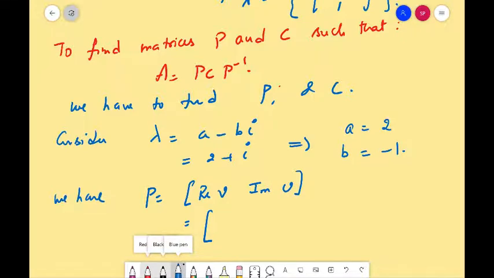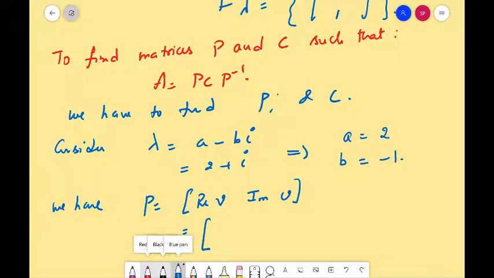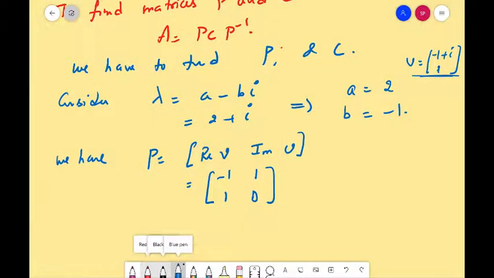Now what is V for λ = 2 + i? The eigenvector V is (−1 + i, 1), right? So what is the real part in this? The real part is (−1, 1), and the imaginary part is (1, 0). So P will be the matrix [−1, 1; 1, 0]. And then what is the next one? We have to get the matrix C. What is the formula for C? C is [A, −B; B, A].